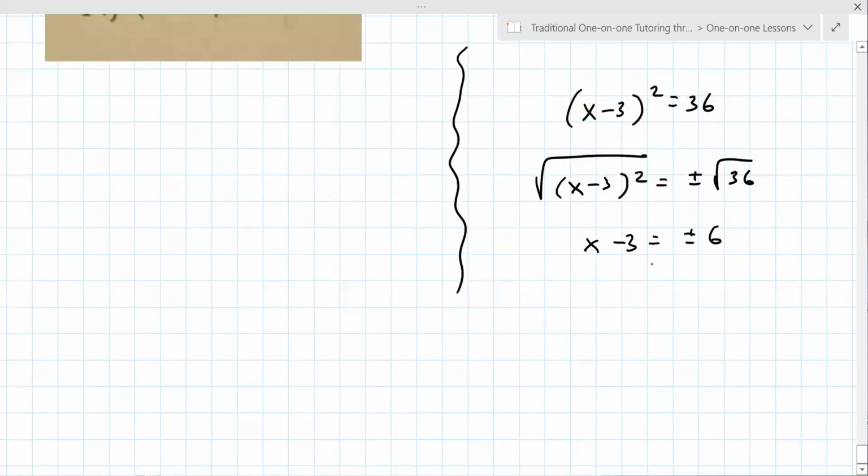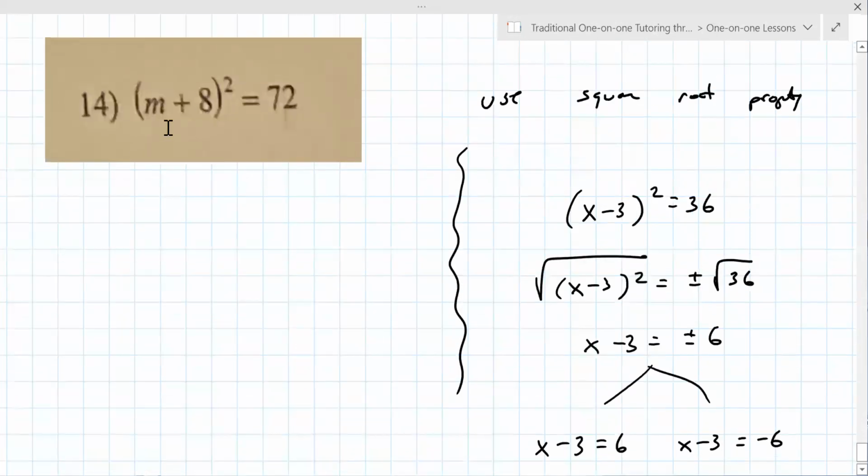And it produces two equations again. x minus 3 equals 6. x minus 3 equals negative 6. Then you solve them by adding 3, and you get two answers. So this is the nice case. This is the base case. You don't have that here, but it's the same process on the left here.